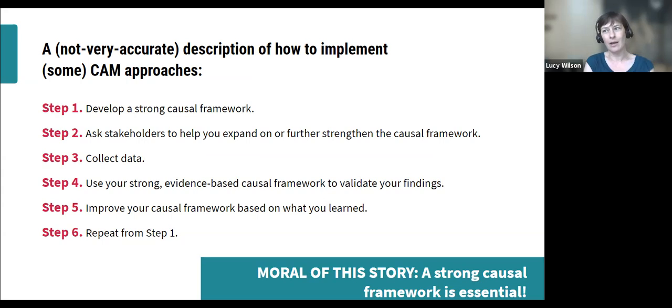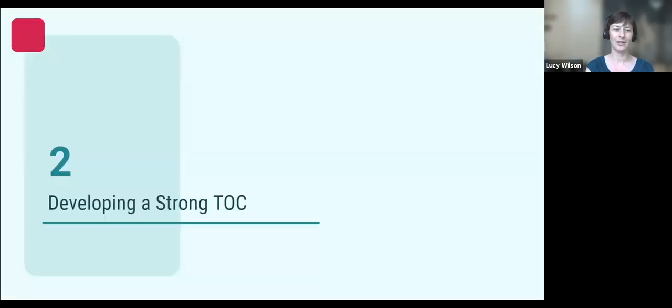This is a bit tongue-in-cheek here, but the moral of the story is, if you haven't heard us repeat it over and over again already, a strong causal framework is really essential. And so with that, I'm going to hand it over to Mahua Mandal from MKA to talk us through developing a strong theory of change.